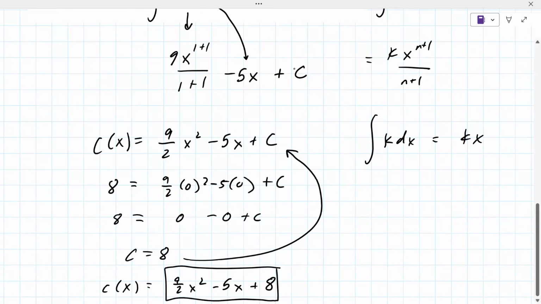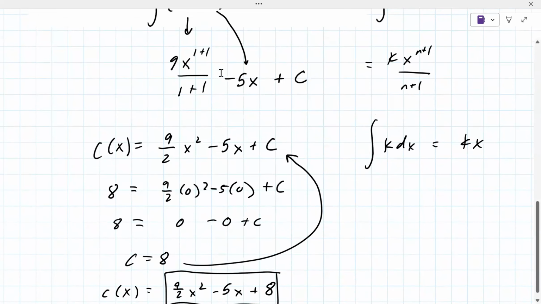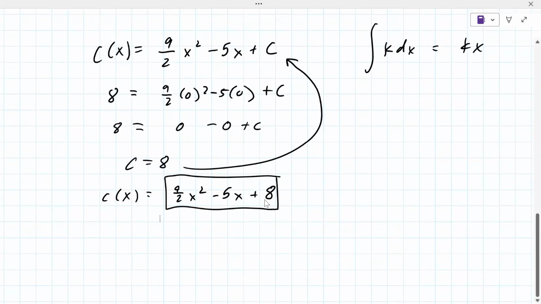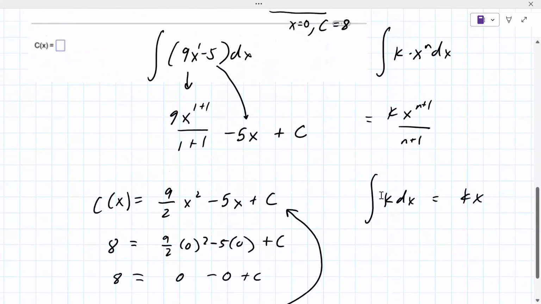Does that have anything to do with the equation or no? Because the equation is saying it's $8. Well, the 8 is at the end. It's not always, but most of the time in your class it is. Okay. So in the cost function formula, the k is the number in front of the x.